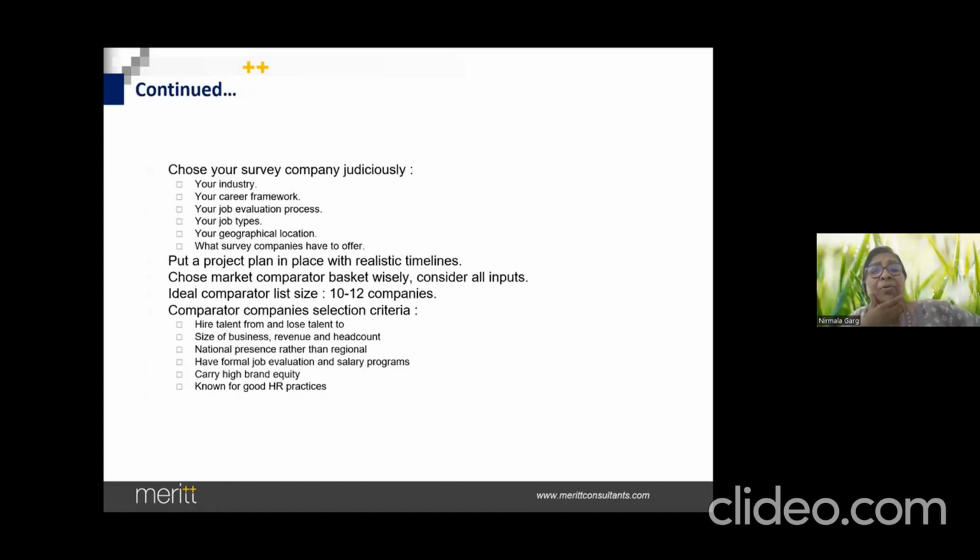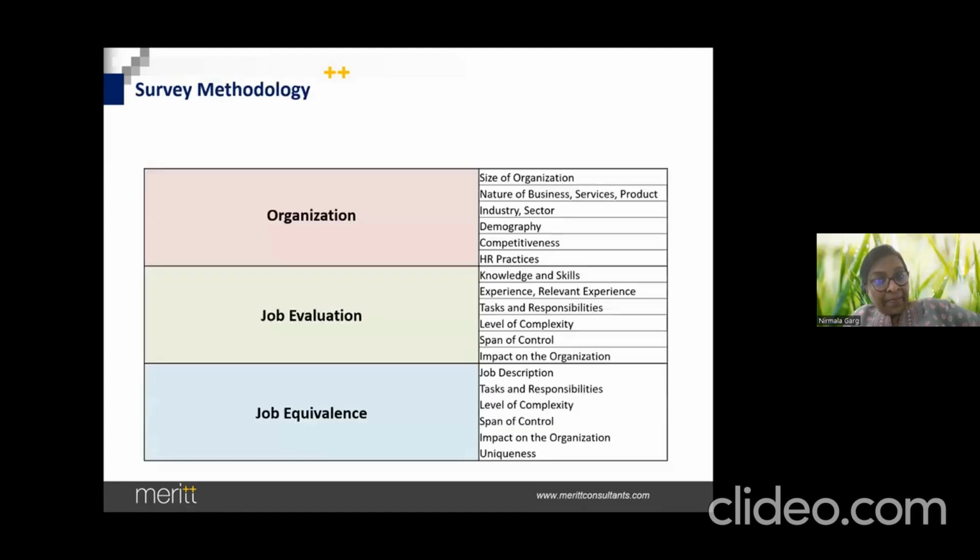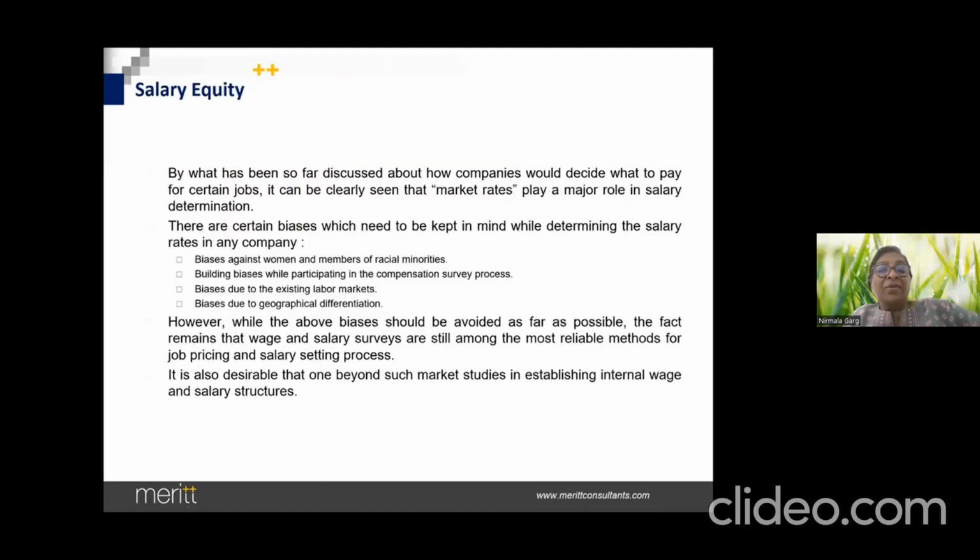And then I also talked about how, when you are choosing a survey, especially published data, you have to look at the industry, location, what the job evaluation process is, what the companies are, etc. Only then are you able to get the right kind of data. Most published data also has a lot of good HR practices: what kind of job evaluation they have used, what kind of benefits, etc.